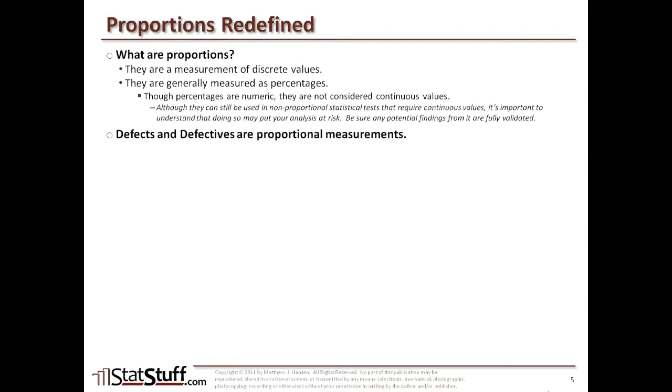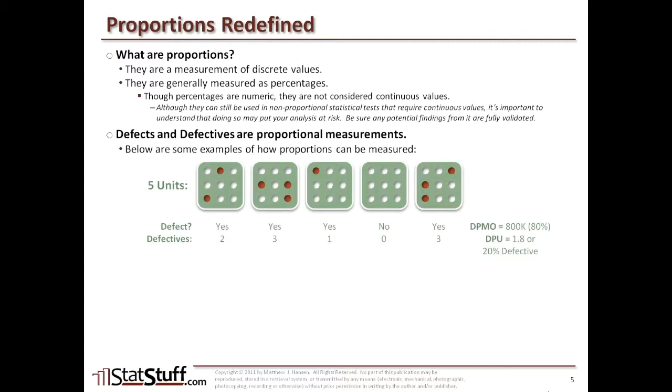Now, defects and defectives are the measurements we might use for proportion. As an example here, we have 5 different units, and each of these dots represents an opportunity per unit, and the red dots represent a defect that might be within each unit. From a unit perspective, we might say 4 of these 5 units are defective because they have at least one opportunity that's a defect. So in that case, the DPMO measurement we might use is 800,000, or 80% defective.